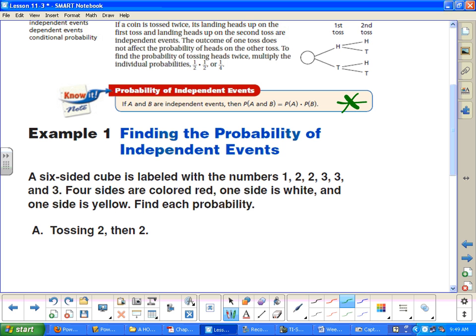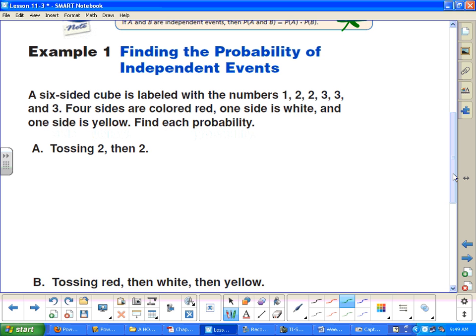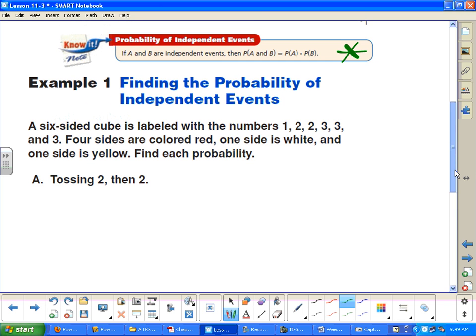All right. So finding the probability of independent events. A six-sided cube is labeled with the numbers 1, 2, 2, 3, 3, and 3 again. Four sides are colored red. One side is white and one side is yellow. Find each probability. So what is the probability that we toss this number cube and we get a 2? So the probability of getting a 2 is equal to what? There's 2 of the 6 that are a 2, so that would be 1/3.